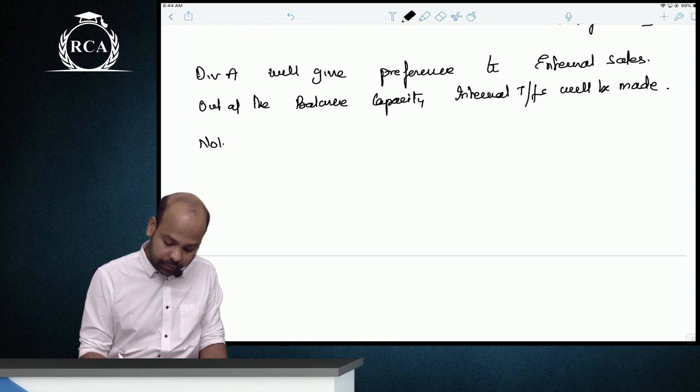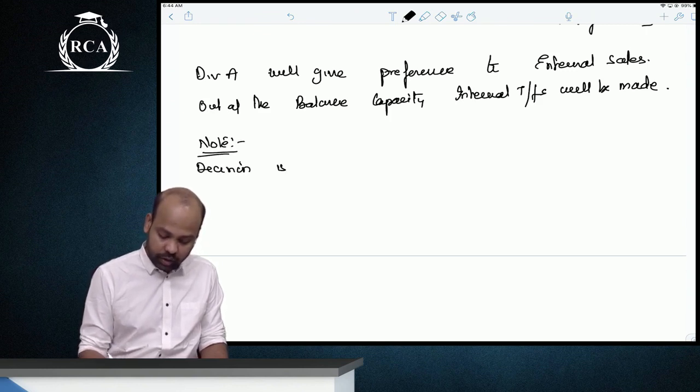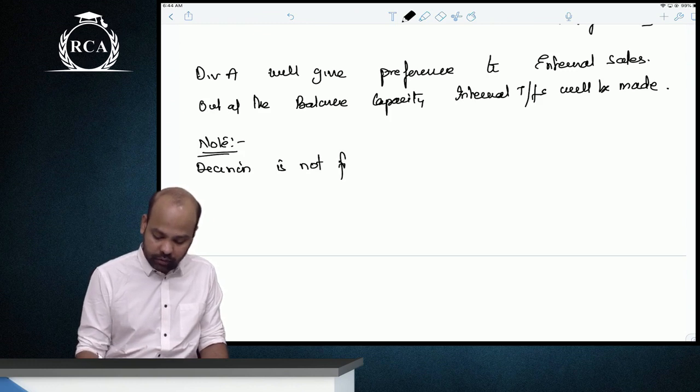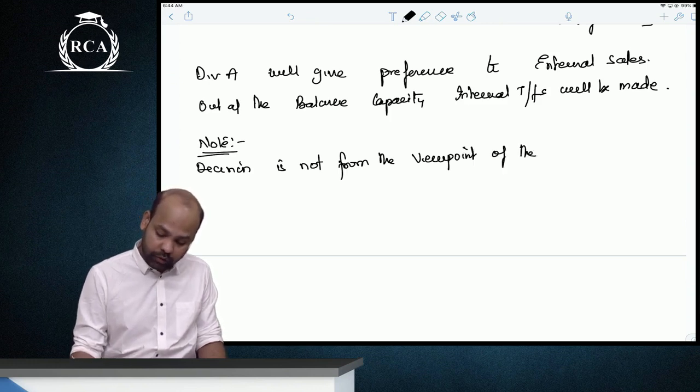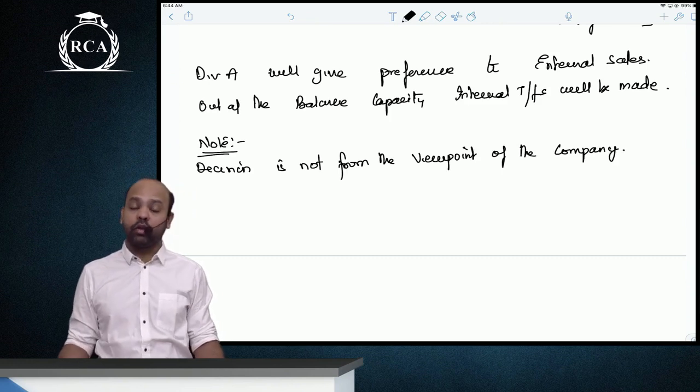Note guys, note. Decision is not from the viewpoint of the company. This is not required in the examination guys, but still write it. Decision is not from the viewpoint of the company. Why isn't the decision from the viewpoint of the company, guys?